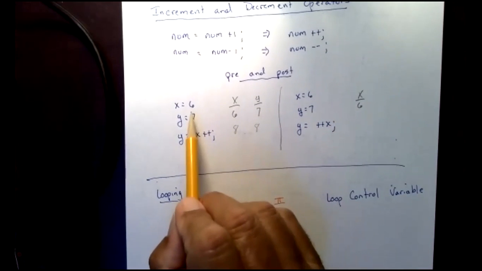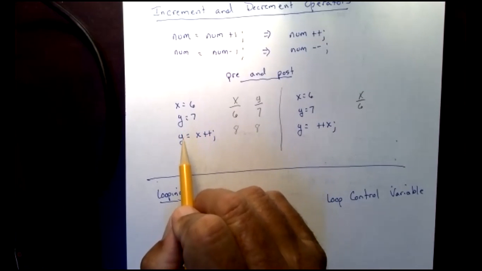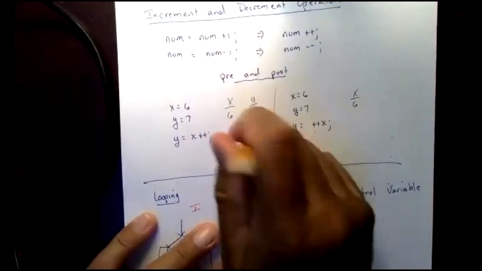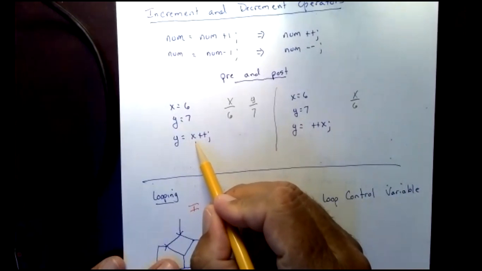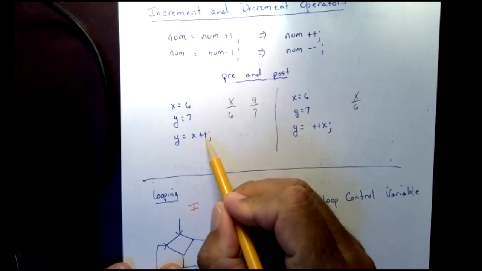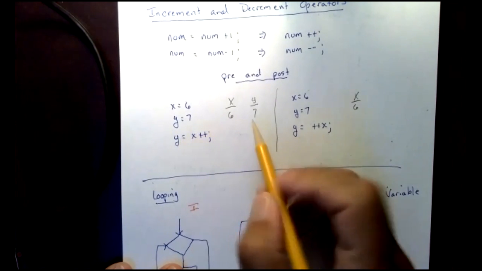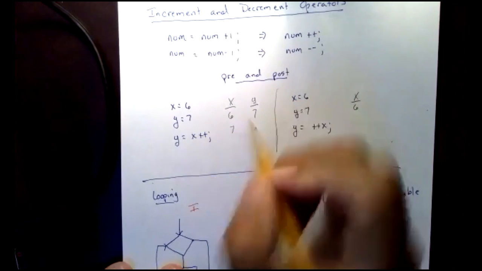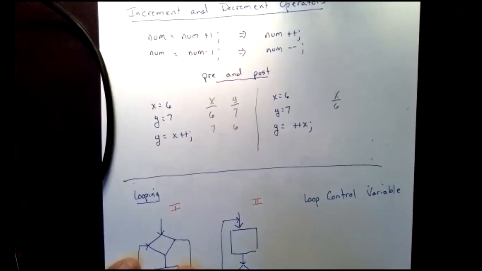When I come into this line, I go from left to right. Y gets the value of X. So it's not 8. Y is going to get the value of X first, and then because it's a post plus plus, I add 1 to X after that. So Y gets the value of X, X gets incremented by 1, and X gets the value of 7. A little tricky.